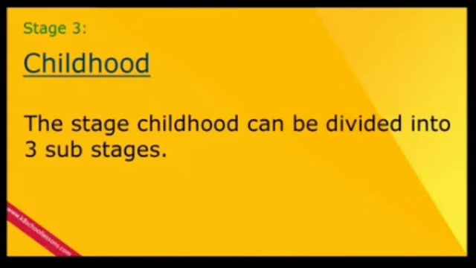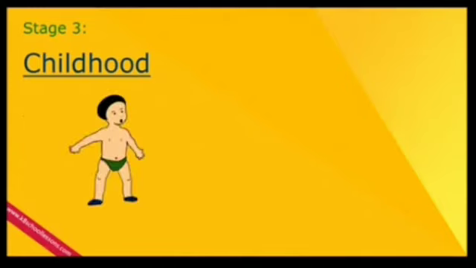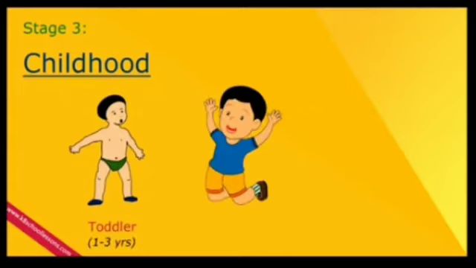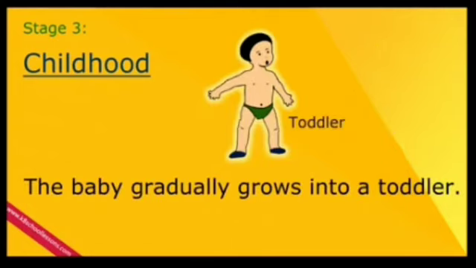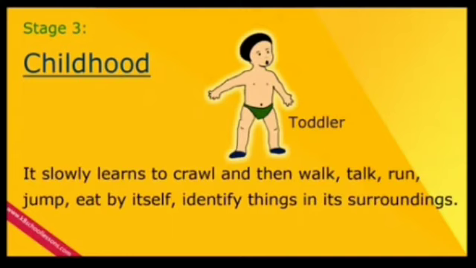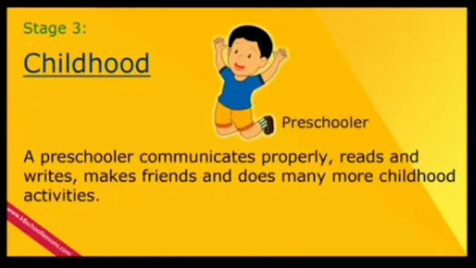This stage can be divided into 3 sub-stages: early childhood, called the toddler, 1 to 3 years; then preschooler, 3 to 5 years; and then primary school boy, 5 to 12 years. In childhood the baby gradually grows, learns to crawl, and then walk, talk, run, and do various activities, and even identify and recognize things in its surroundings. This is this and that is that.